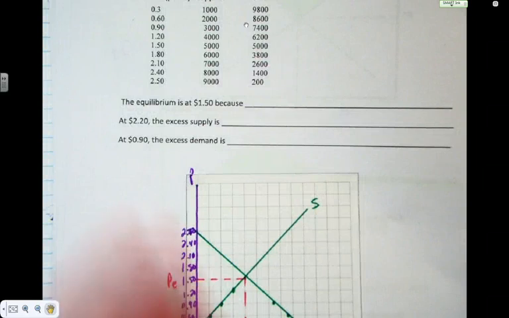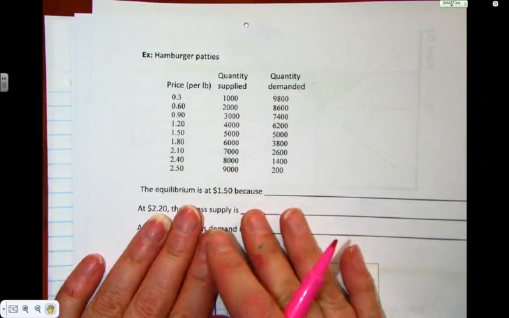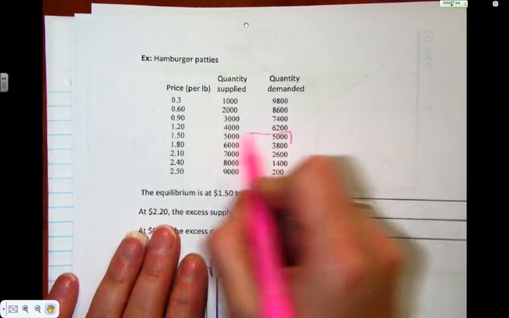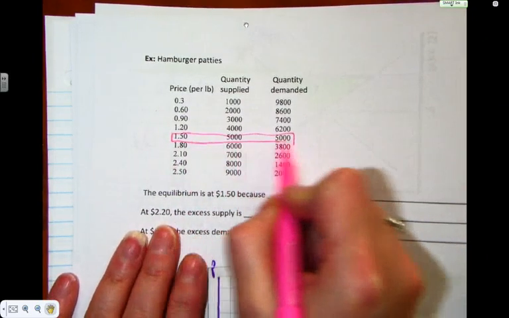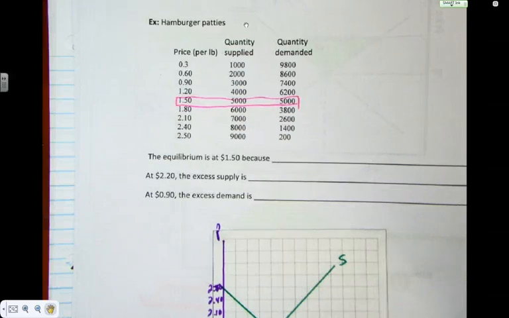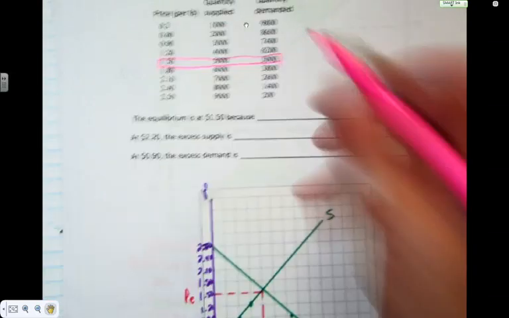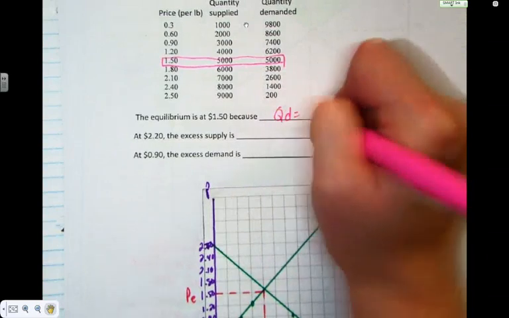So the equilibrium is at 150. I even told you before we started because we didn't actually need the graph to figure that out. Look at the schedule. How could we find out the equilibrium price by just looking at the schedule? Wherever the two are exactly the same is going to be the equilibrium. So how do we know that? Because QD equals QS.